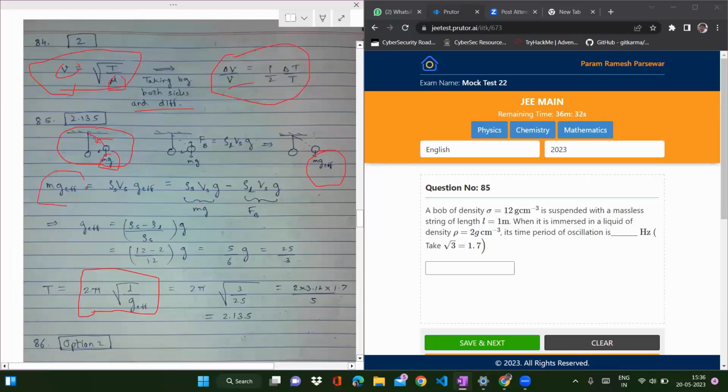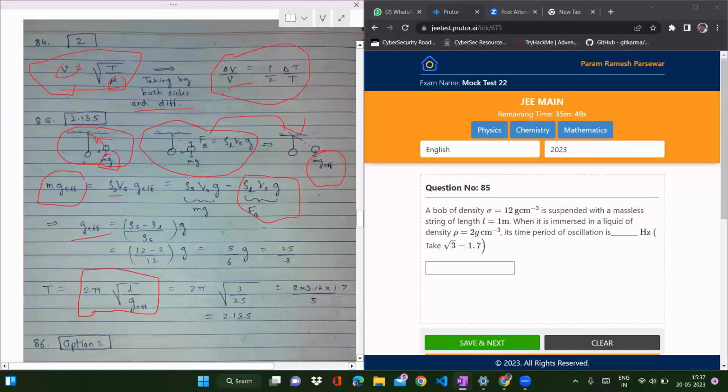We will equate it to the mg effective so that we can relate this new case to the simpler case which we know, which is just one force mg acting. So mg effective will be mg minus F buoyant. So the relation comes out as rho s Vs, where s is for the solid, which is the bob, and L is for the liquid. So rho s Vs g effective equals rho s Vs into g minus rho L Vs into g, which is the relation for buoyant force. So calculating this, g effective comes out to be g times rho s minus rho L by rho s.